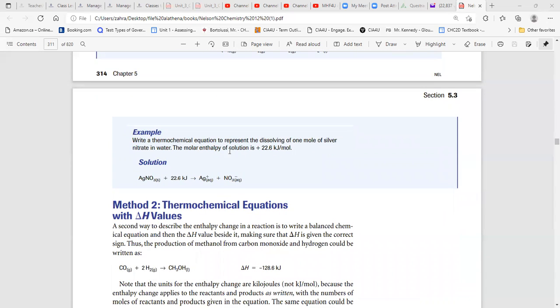Write a thermochemical equation to represent the dissolving of 1 mole of silver nitrate in water. The molar enthalpy is given. So you just write the equation, then see for 1 mole. So you have 1 here. You simply multiply by 1, which gives you the enthalpy here. So this is absorbing 22.6 kilojoules to ionize.